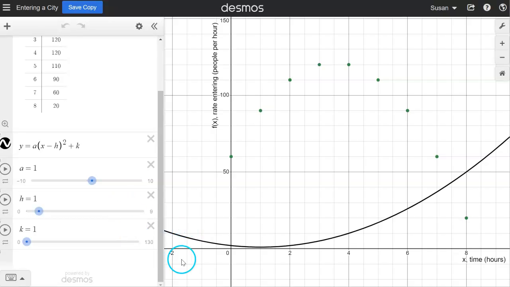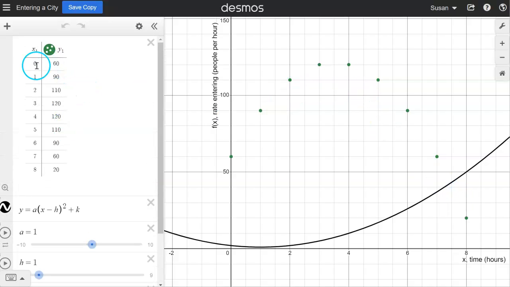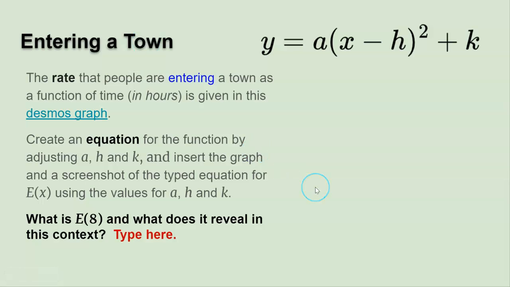Their goal is to create a function that will go through all the points that are plotted here, and these are actually from the table. It should be a perfect fit, so if these numbers aren't coming out nice, they need to keep playing until they do. And once they get them typed, they will go back to their slides and they will put a picture of their equation.